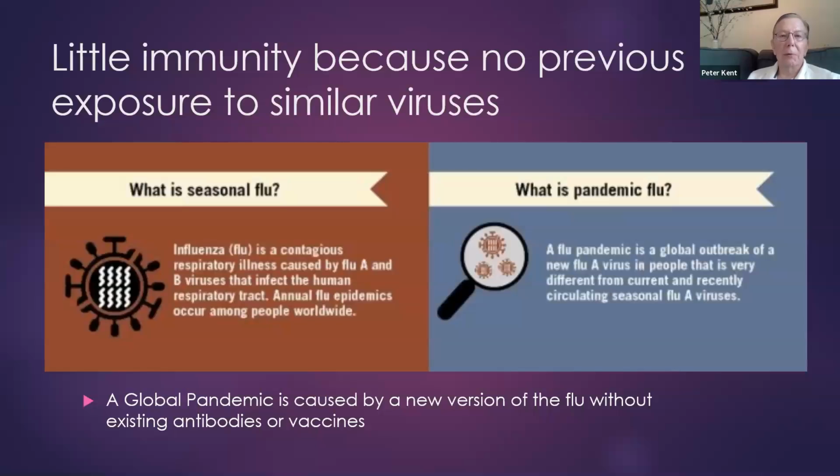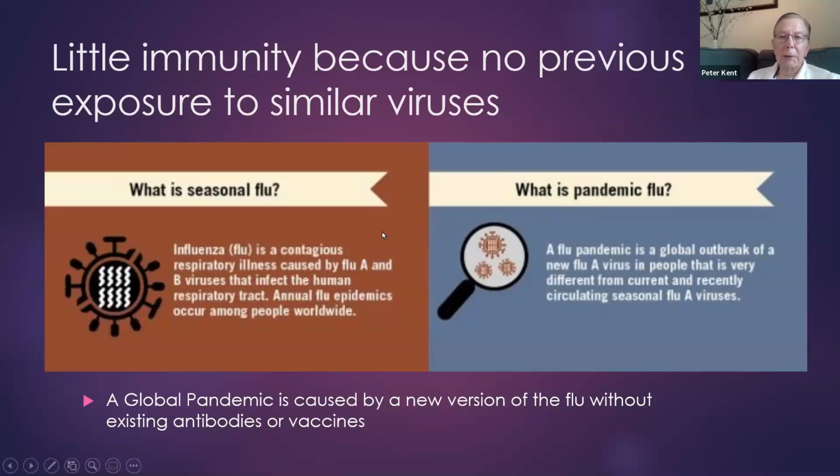And so the big difference here is there's little immunity because there's no previous exposure to similar viruses. The normal flu doesn't change that much. It does mutate. All viruses mutate. It does mutate from year to year. But generally, this year's seasonal flu is going to be somewhat similar to the last couple years' flu. So the flu vaccine aims at developing antibodies for the last couple years' flu and hopes that it works. And it works pretty well, 80% of the time.